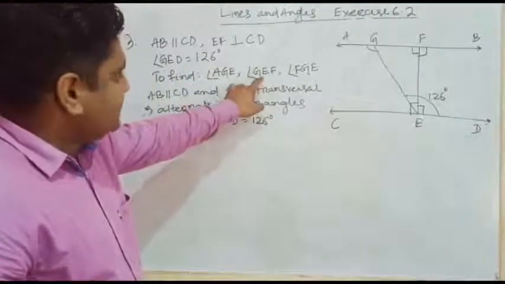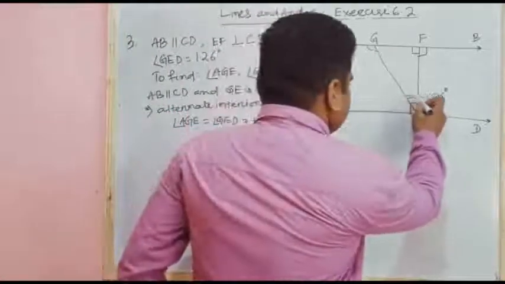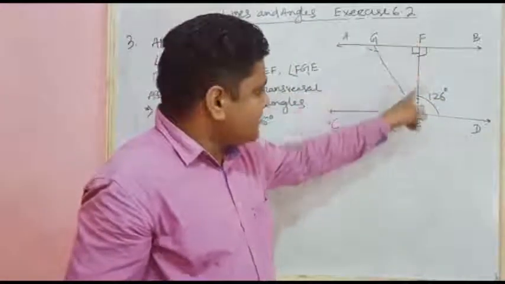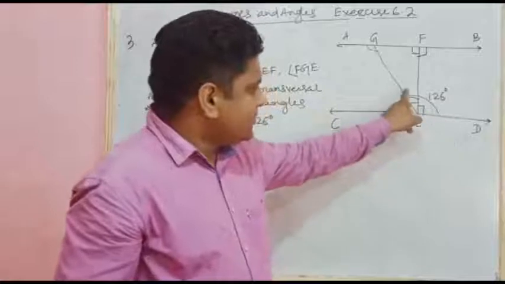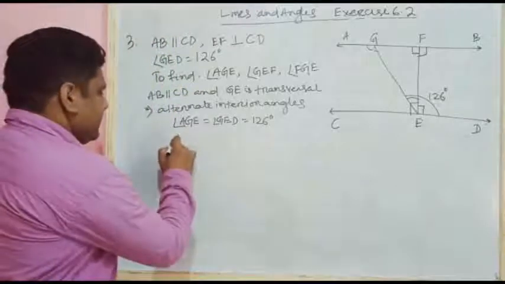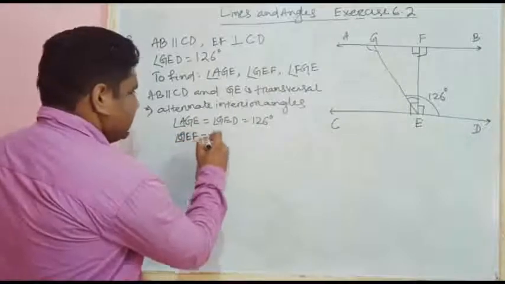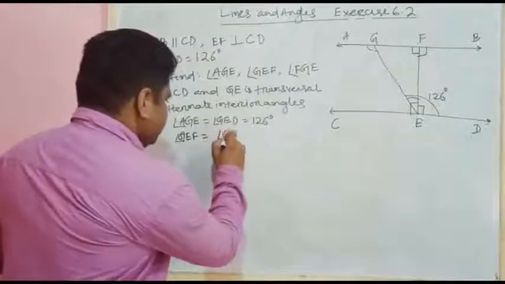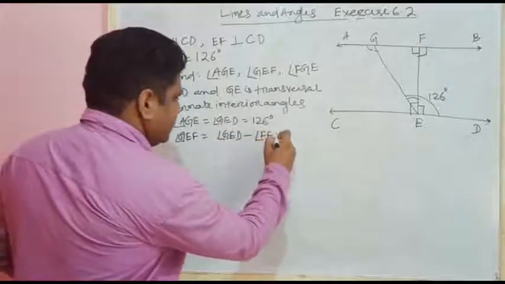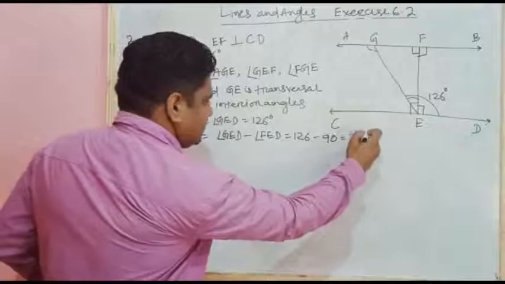Now we have to find angle GEF, this one. See here, angle GED is 126 degrees and angle FED is 90 degrees. So it will be 126 minus 90. So we write angle GEF equals angle GED minus angle FED. It will be 126 minus 90, which is 36 degrees.